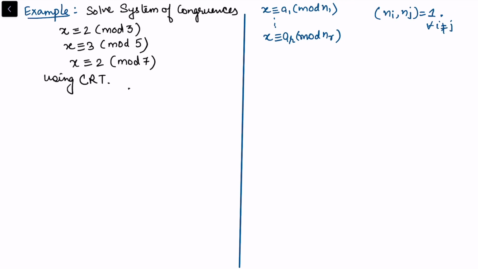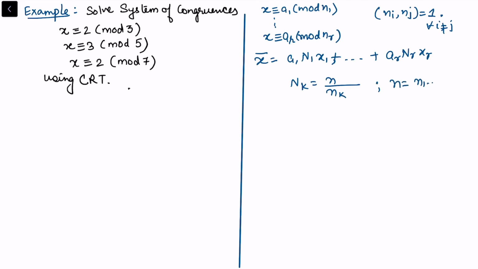I is not equal to j, of course. And for this we have claimed that x bar is equal to a1 capital N1 x1 plus so on, up till ar capital Nr xr. This acts as the solution of the system of congruences, where capital Nk is n upon nk, and we have considered n as the product of these integers which are inside the moduli. So now, keeping these steps of the construction, let us apply this to the question.